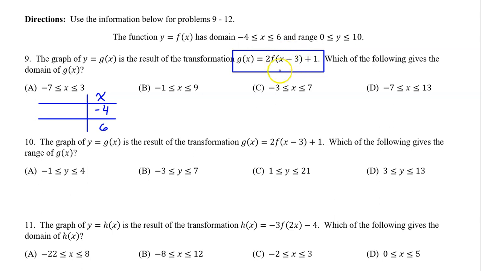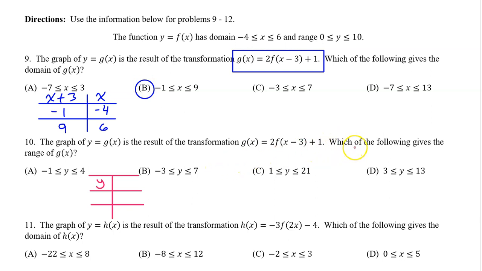Well, we only look on the inside of the function where we see x minus 3. Because horizontal transformations are always the opposite of how they appear in the equation, this is actually a horizontal translation of 3. So we need to do x plus 3 to find the new x values. -4 will become -1. -4 plus 3. 6 plus 3 is 9. So the new domain will be from -1 to 9. So the answer is B.